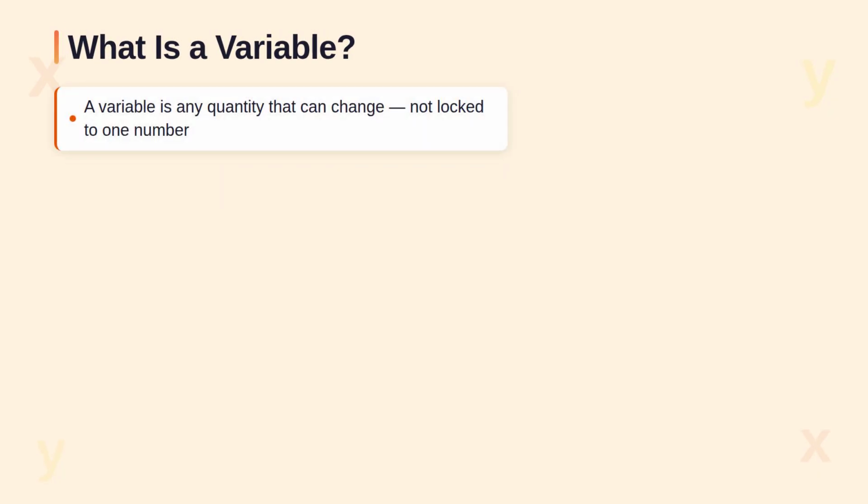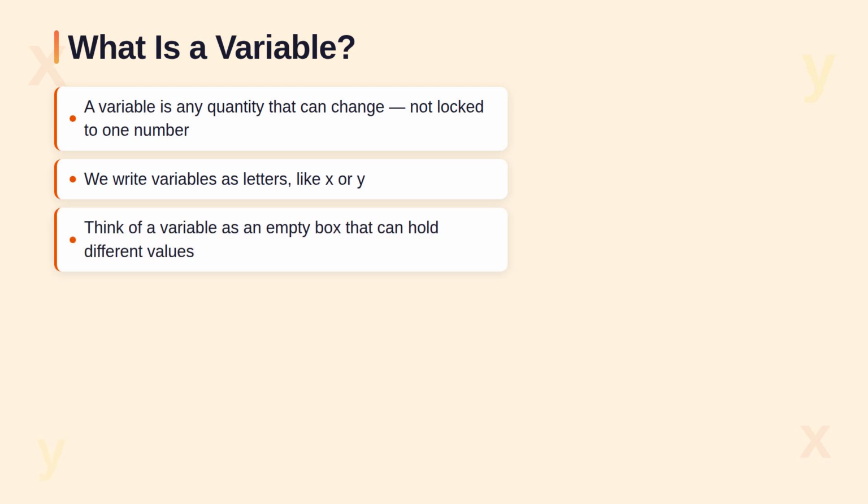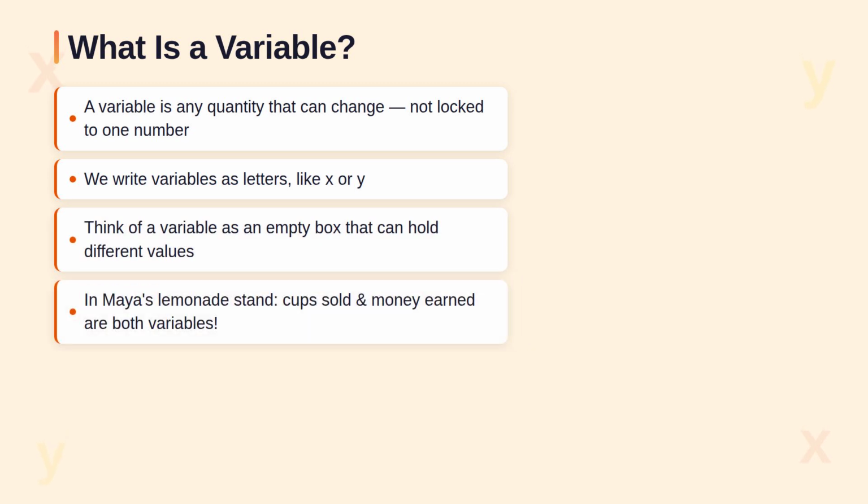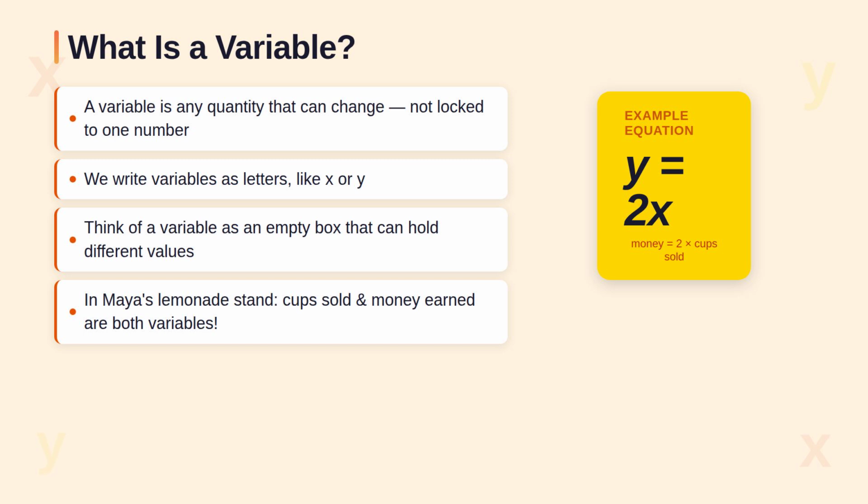Before we meet our two special variables, let's quickly review what a variable actually is. A variable is any quantity that can change. It's not locked in at one number. We usually write variables as letters, like X or Y. Think of a variable like an empty box that can hold different values.